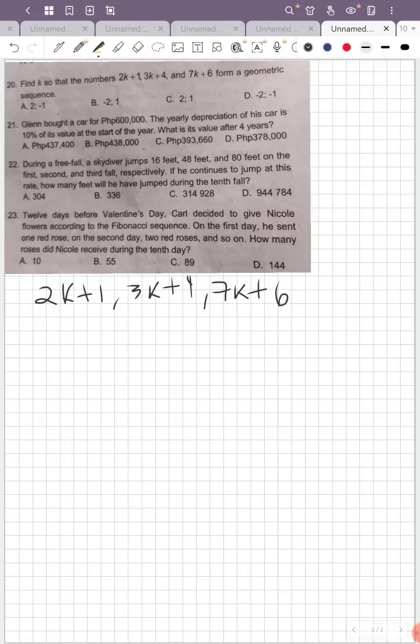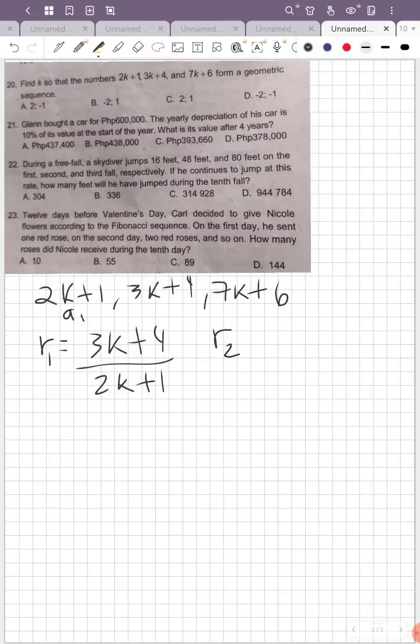Since this is a geometric sequence, all we need to do is to find first the r. So r is equal to a sub 2 over a sub 1. This one is a sub 1, and a sub 3. So a sub 2 is 3k plus 4, then a sub 1 is 2k plus 1. Let's call this r sub 1, our first ratio. Then we have our second ratio, let's call it r sub 2.